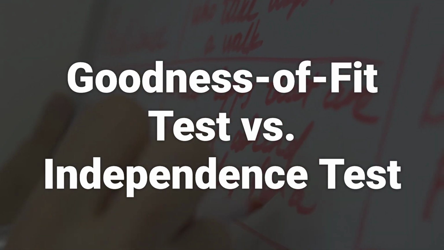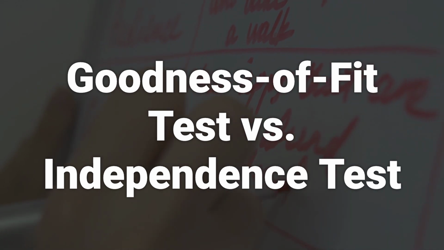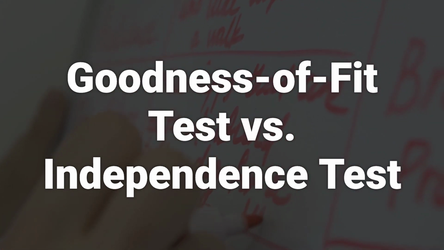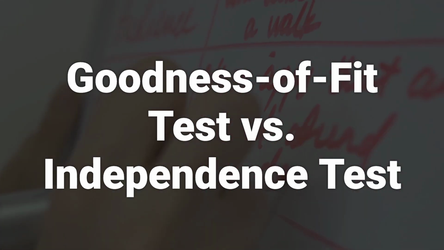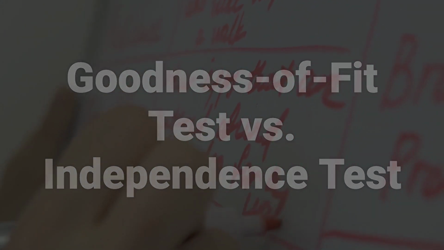A goodness of fit test is used to evaluate how well observed data fits a particular probability distribution, while an independence test is used to assess the relationship between two variables. They are designed to answer different questions.